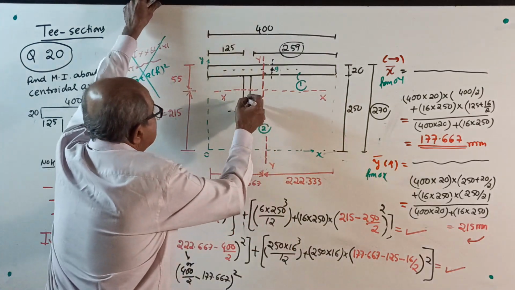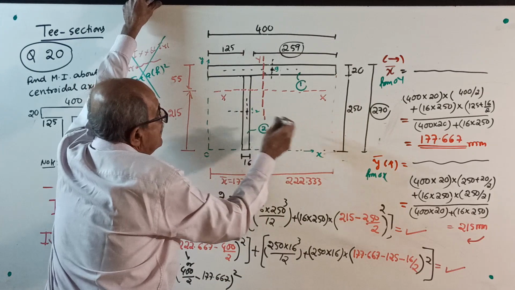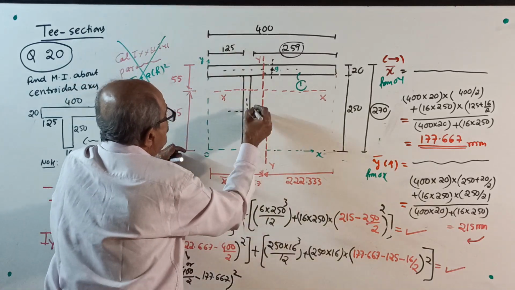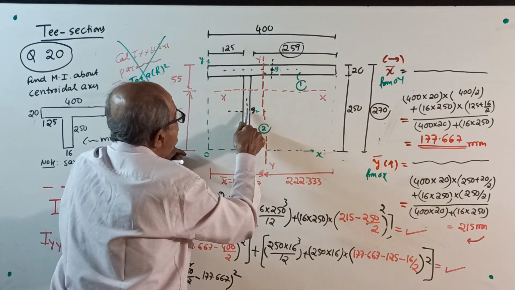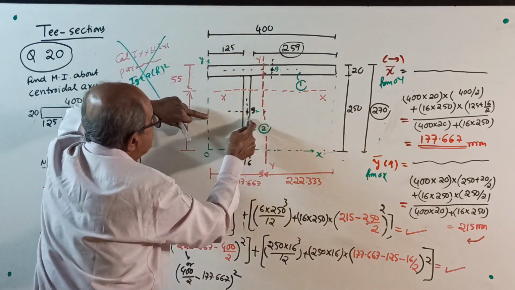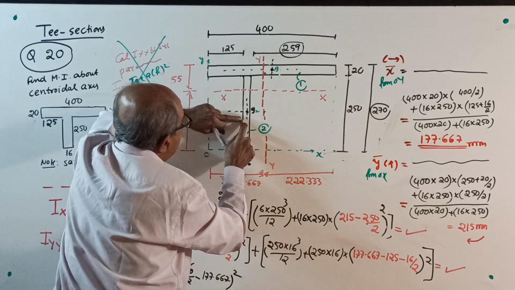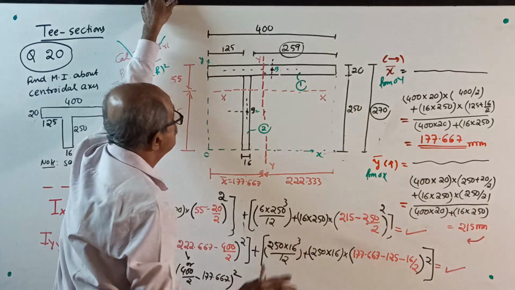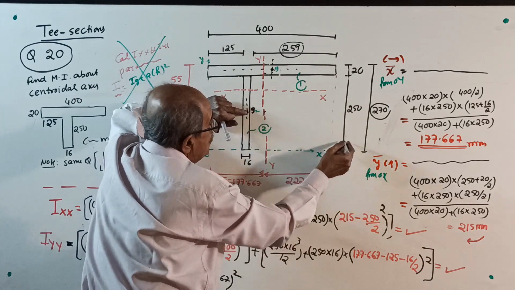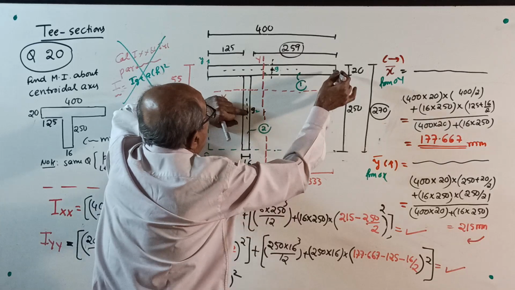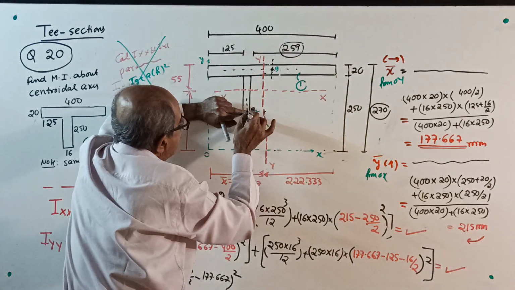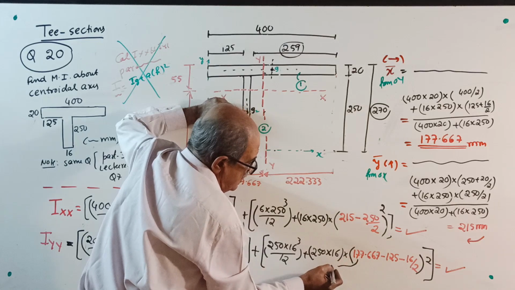Come here. First I about its own centroidal axis. 250 into 16 cube by 12 plus area into, see, the G2 is here, G2. From here to here, this distance square. This distance square is 177.667 minus 125 also minus 16 by 2 whole square. Or if you want to look that side, how much is it? 259 is from here to here. 259 plus 16 by 2, see, alternative if you want.